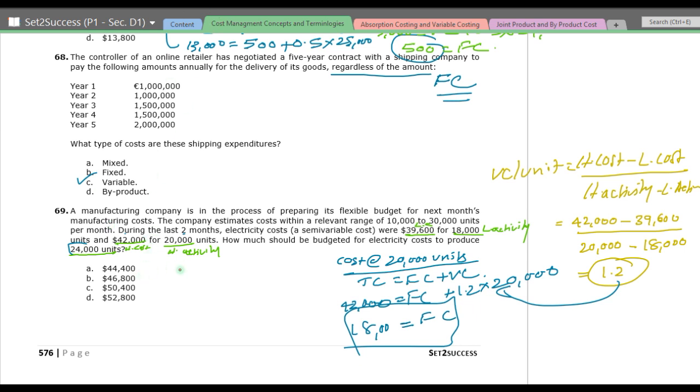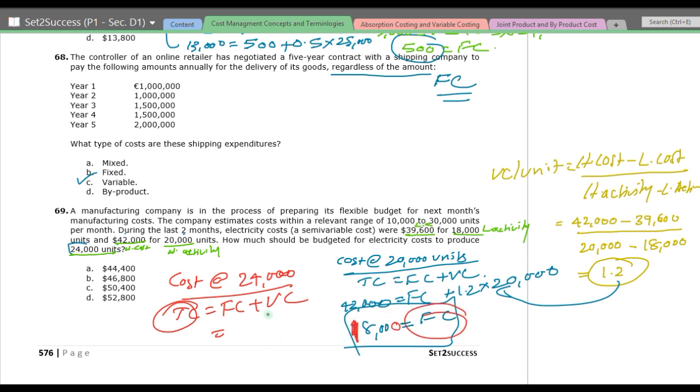Now let us find the cost at 24,000 units. Total cost is equal to fixed cost plus variable cost per unit times units. We need to find the total cost. So fixed cost is 18,000 and variable cost per unit is 1.2 into 24,000. So 1.2 into 24,000 gives you 46,800, and 46,800 is the answer, B.